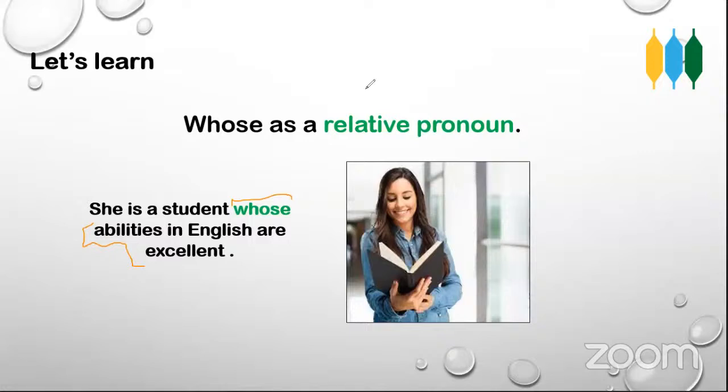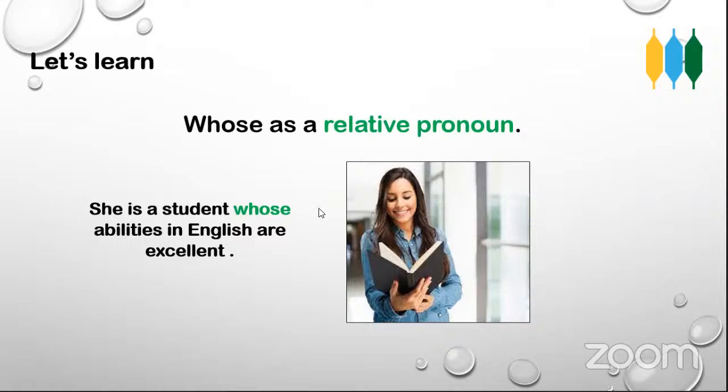Okay, creo que dice, ella es una estudiante cuyas habilidades en inglés son excelentes. Great, yeah. I love it. That was awesome. And yes, exactly. And now the whose helps us to indicate that word that you said in Spanish, cuyas. But well, let's focus a little bit on the grammar things.